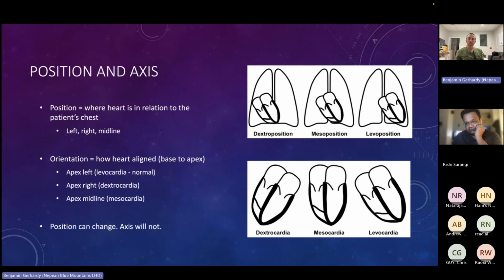However, the orientation will not shift with time, and the orientation is important. This is the axis of the heart from the base, where the atria are, down to the apex. So is that running towards the patient's left? Is it running towards the patient's midline, or running towards the patient's right? And that's how you get your levocardia, which is normal, your dextrocardia, or your mesocardia. And that's how the person was made, right? That's how they were born. That does not shift over time.